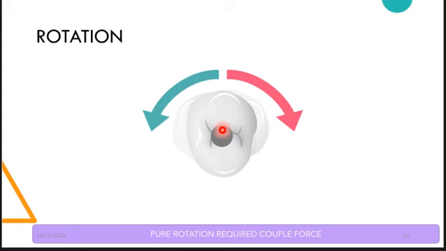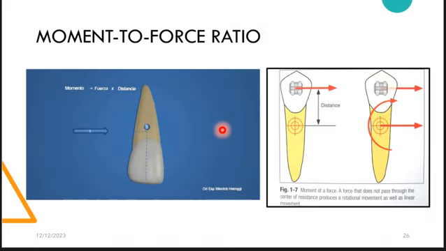So coming on to rotation. Pure rotation, as I already mentioned, requires a couple force. No net force acts at the CRes, so only rotation occurs. This movement is required for derotation of teeth.